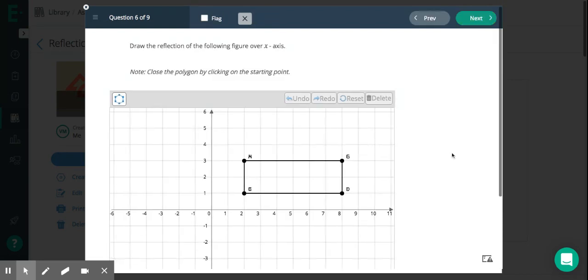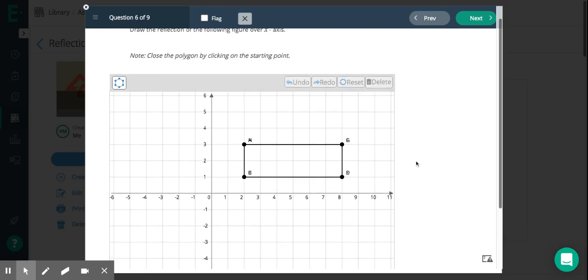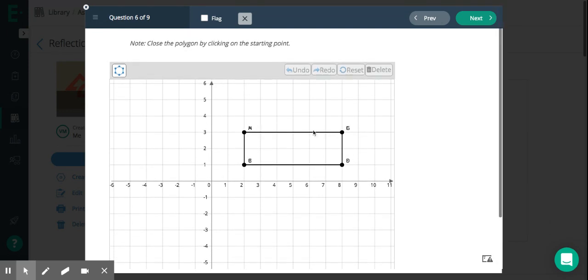So some of you guys had a little bit of trouble here. It says draw the reflection of the figure over the x-axis. So here's my x-axis right here. So what I want is to make sure that my image is reflected along the x-axis. So I'm going to get my tool here. Now, we talked about reflection before, and we said that all of the points are equidistant from the line of reflection, meaning they're the same distance away from the line of reflection.